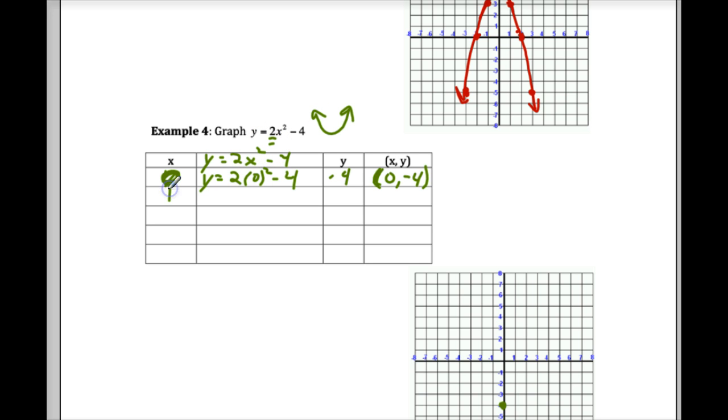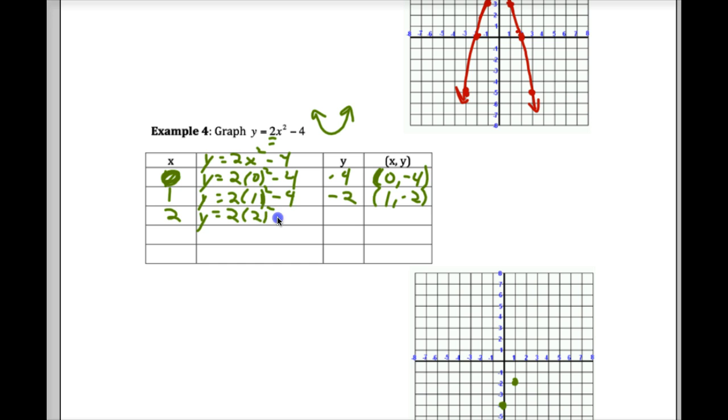Okay, let's try 1. y equals 2 times 1 squared minus 4. Raise your hand when you got that value. What is y when x is 1? Is it -3? No. I think it's -2. What's 1 squared, times 2, minus 4? -2. So at 1 we're at -2. All of a sudden it's rising up. 1, -2.